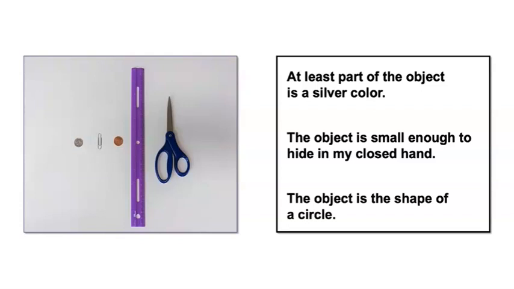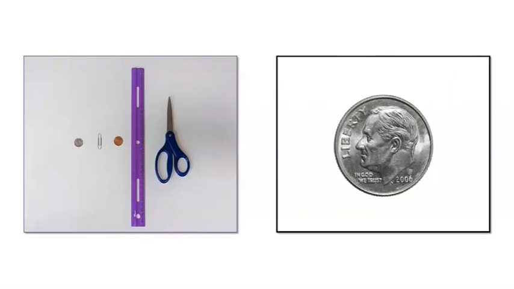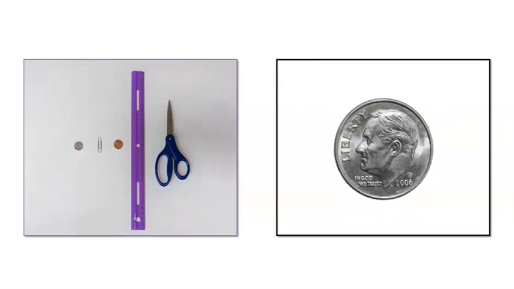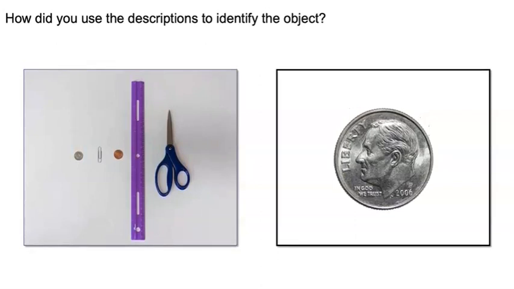Did you shout out your answer? Which object do you think is the mystery object? The mystery object is the dime. How did you use the descriptions to identify the object?